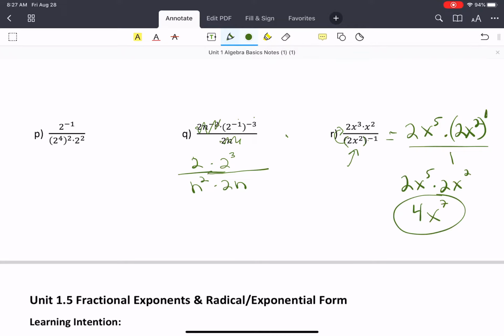We're going to do 8. Here's my first question. Is there anything that reduces? Is there anything the same on the top and bottom that reduces? Which numbers? 2 over 2 goes away, right? So I'm left with 2 cubed over n squared times n, or 8 over n to the what?